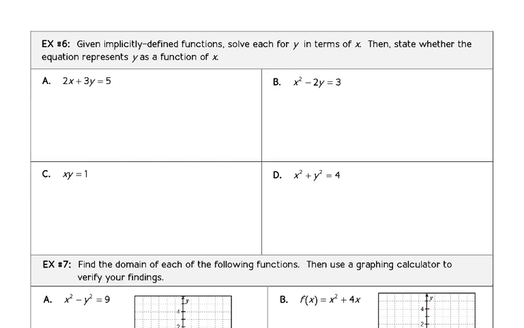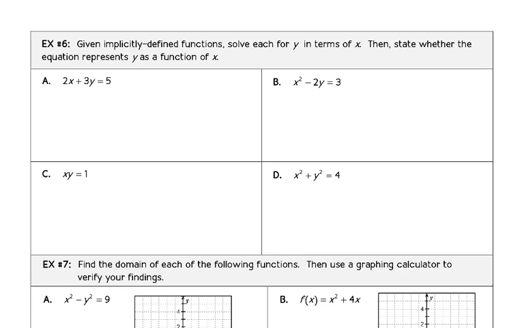All right, so looking at example number 6 for implicit versus explicit functions, we're going to say given implicitly defined functions, so each of these functions here are implicitly defined, we're going to solve each one of these functions for y in terms of x. And we're going to state whether the equation represents y as a function of x, basically whether it's a function or not. So we have a bunch of relations here in implicit form. We're going to rewrite them into explicit form first and then say whether or not it's a function.